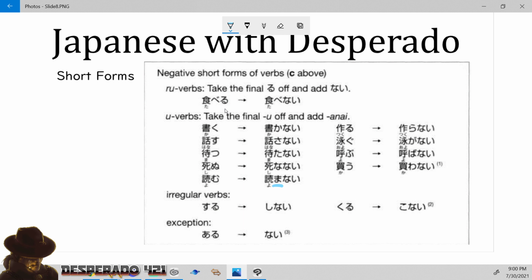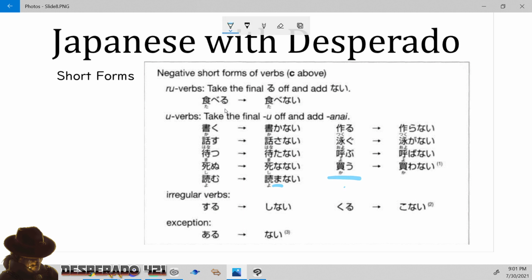And then for here, tsukuru, which is a u verb, becomes tsukuranai. Very good. Oyogu becomes oyoganai. Yeah, very good. And then you have yobu.